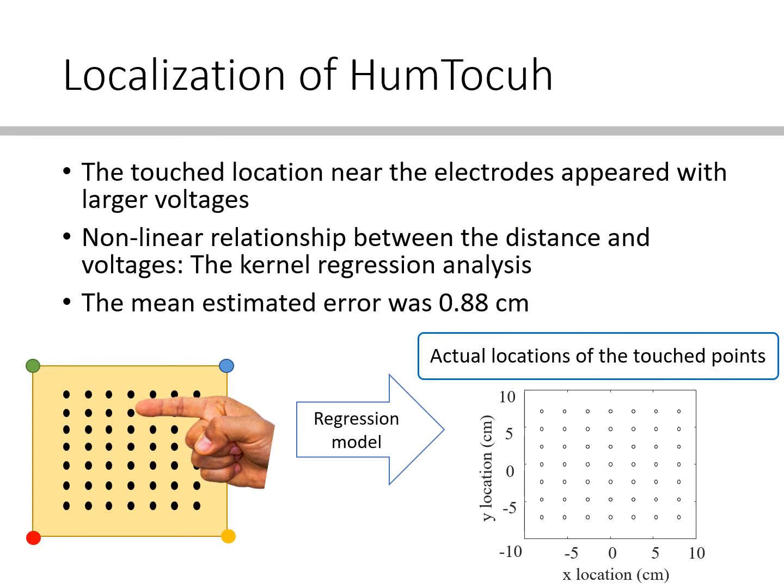As the touch gets closer to an electrode, a larger voltage is recorded. The relationship between the distance and voltage is nonlinear. So, we applied kernel regression analysis to build a regression model to get the relationship between the distance and voltage. By evaluating this model, the voltage data can then be transferred into the location coordinate with a mean estimate error of 0.88 cm.